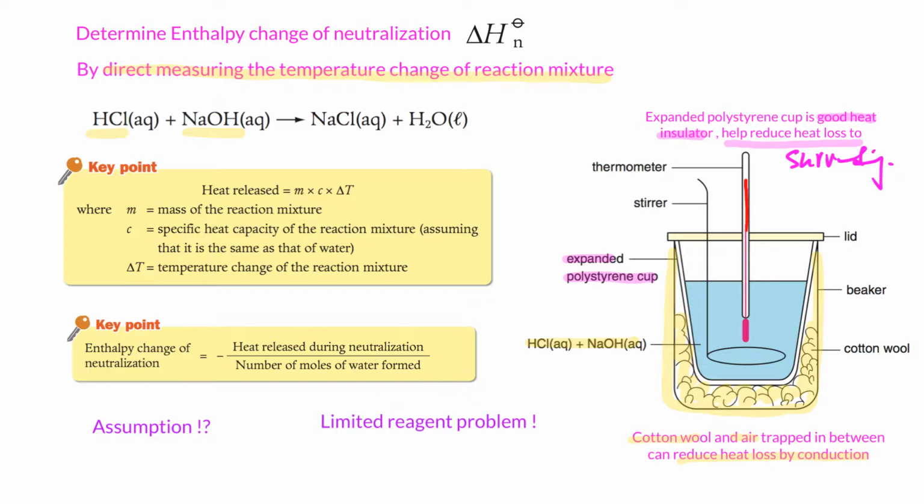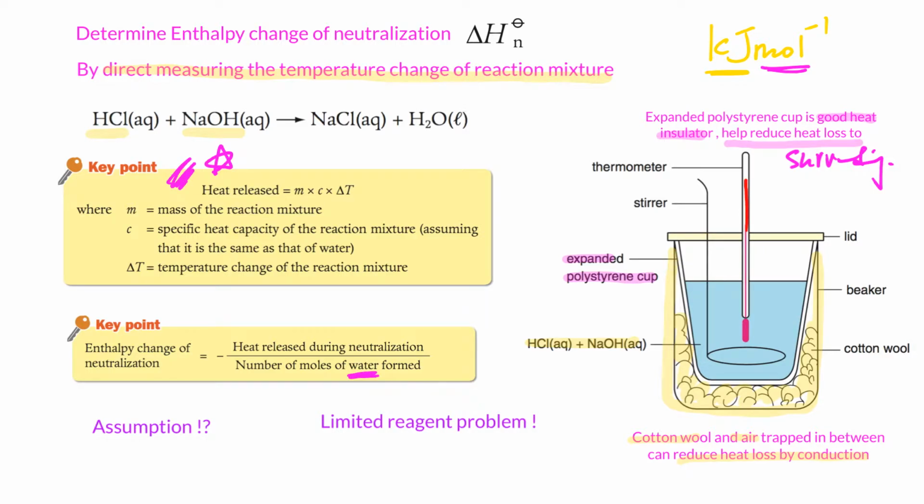Because we are talking about standard enthalpy change of neutralization, the unit is still kilojoule per mole. So we have the energy released, using the same equation, E equals mc delta T, and we also have to find out the number of moles. If you remember the definition for neutralization, the number of moles we are talking about is the number of moles of water. So we have to find out the number of moles of water formed in the process.